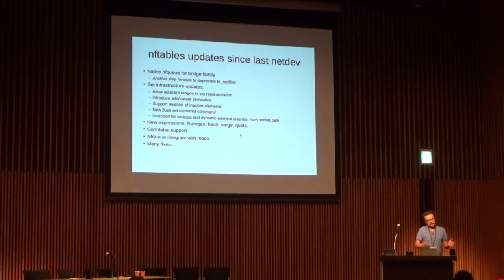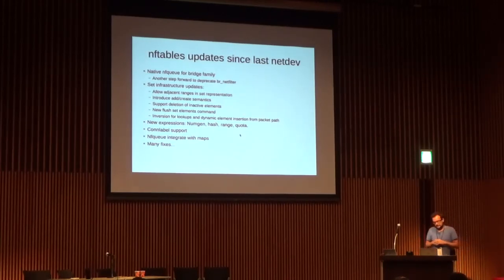Inverted lookups and inverted dynamic set element insertions. The inverted lookup is basically just matching if an element is not in a set. And for dynamic set element insertion, this expression allows us to introduce elements in sets from the packet path. The idea is to use this because the flow table generic infrastructure that we have depends on these dynamic sets. If we specify a size for that table, we can catch when filling that flow table, which is actually represented by a set, that it's full, so we can catch the overflow scenario and decide what to do with the packet that is not actually fitting into the flow table.